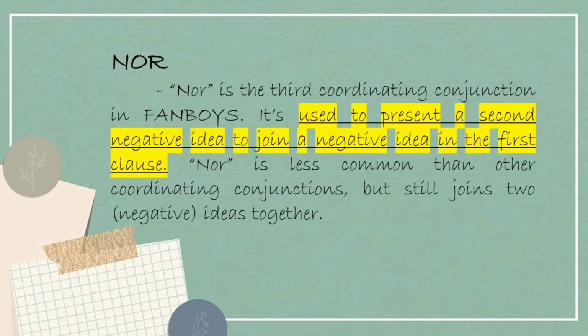The next one is the word nor. Nor is the third coordinating conjunction in fanboys. It is used to represent a second negative idea to join a negative idea in the first clause. So remember when we're using the word nor, that means that the two clauses or the two sentences that we are trying to connect are both negative.